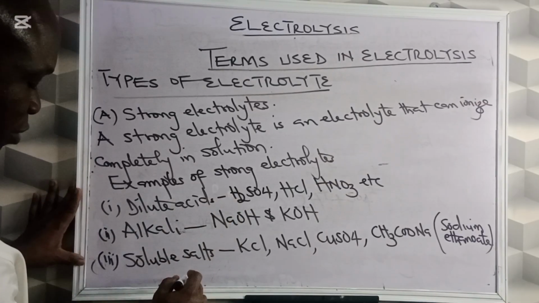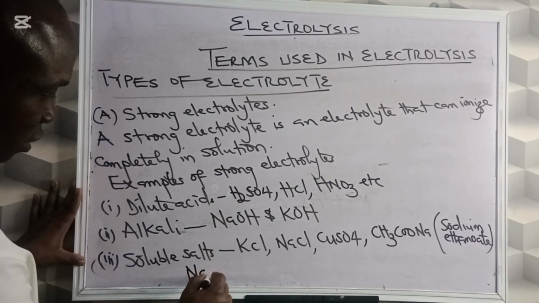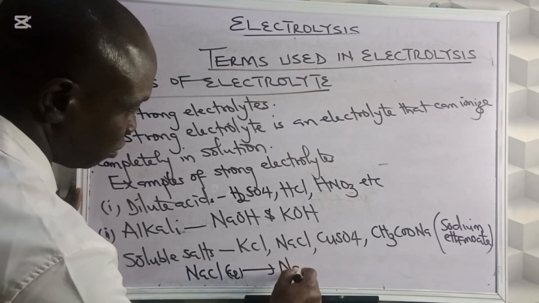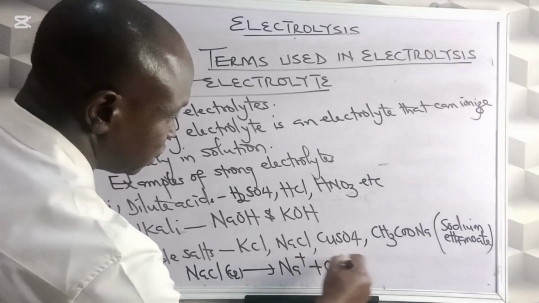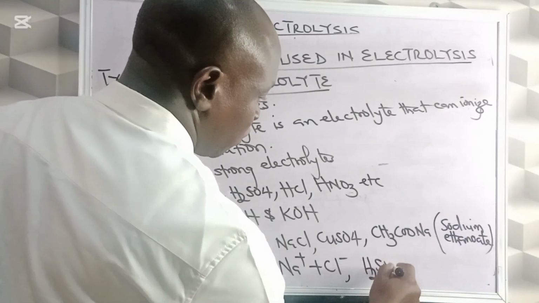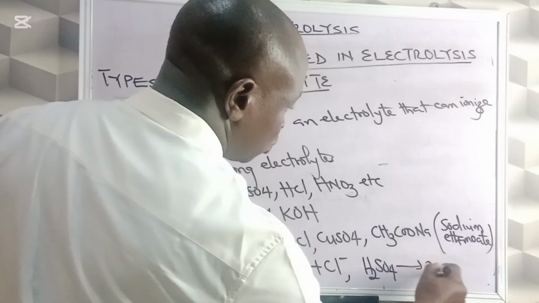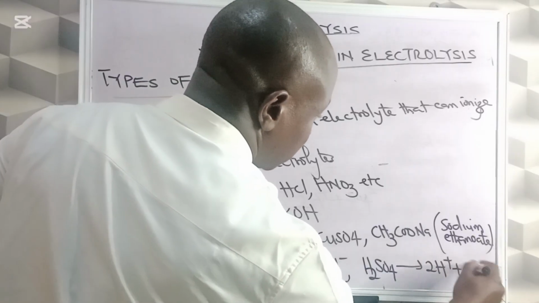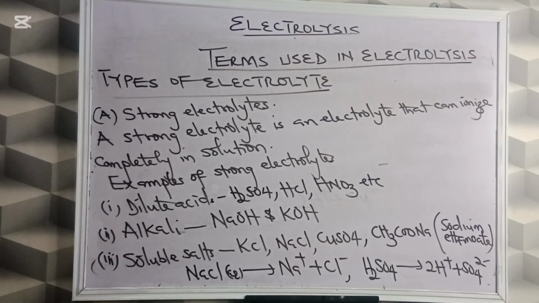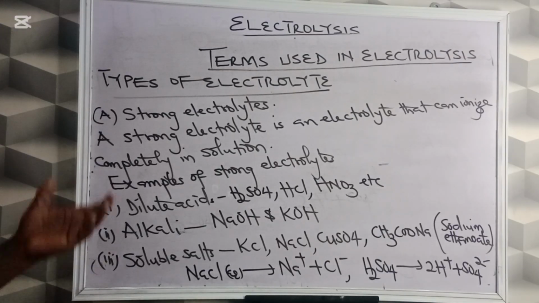Look at what they mean by that. If you have sodium chloride aqueous, it will be sodium ion plus chloride ion. You have H2SO4, it ionizes completely to 2 hydrogen ions plus SO4 2 minus, and so on. So we are giving examples of strong electrolytes.